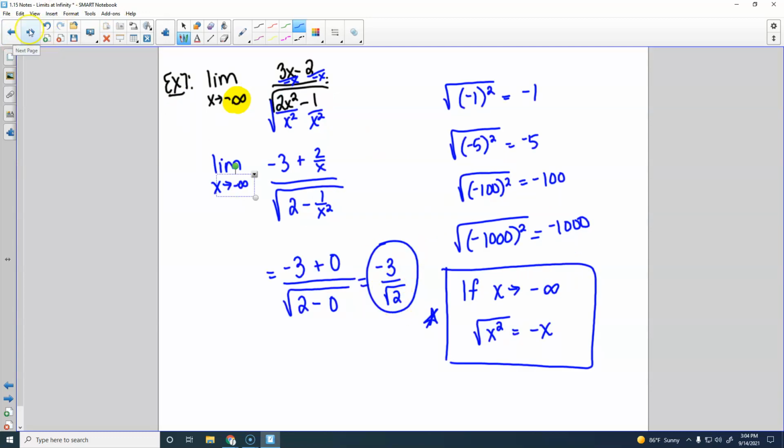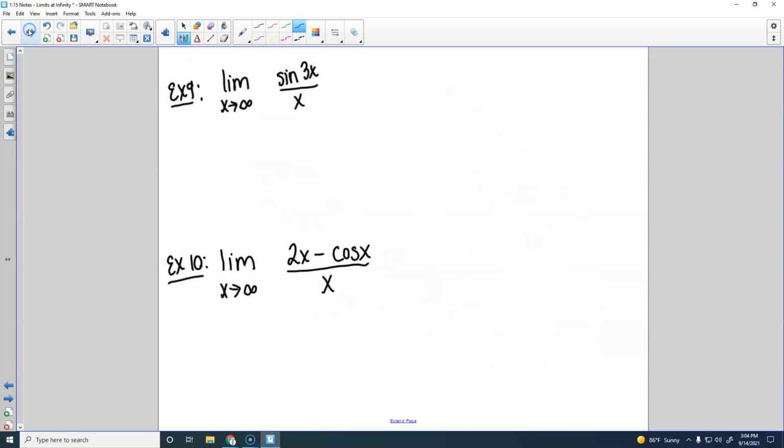Okay. Yeah, it's there. Okay, I gotta show you one more thing. Copy these two down real quick. I promise, this is easier than the square root stuff.